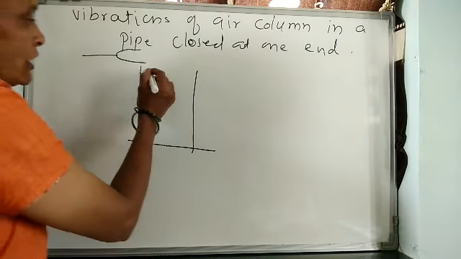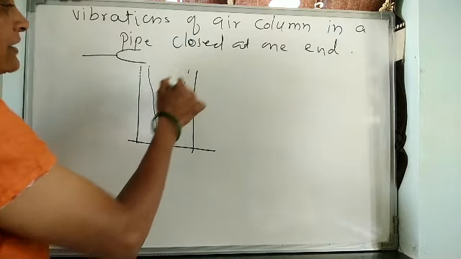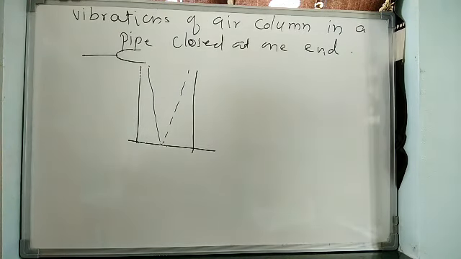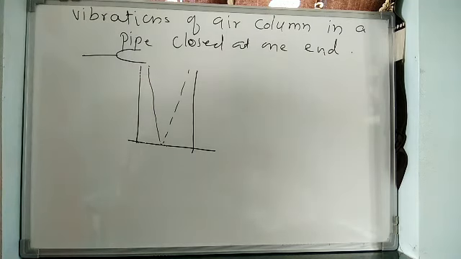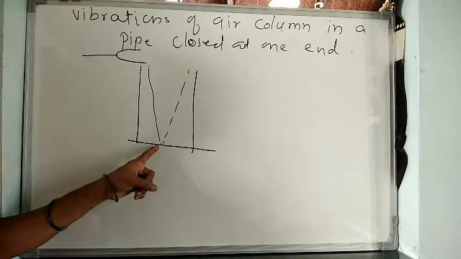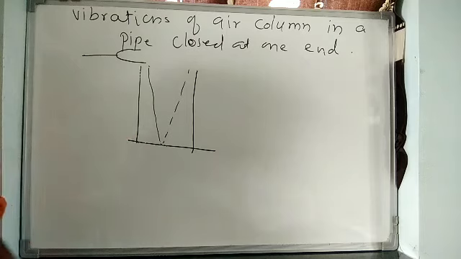Because of the incident and reflected waves, they coincide and superpose with each other, giving rise to stationary waves in the air column. The phase of the reflected wave depends on whether the end of the pipe is closed or open. When it is closed, the particles at this end are not free to vibrate, and therefore the wave gets reflected back at this closed end.